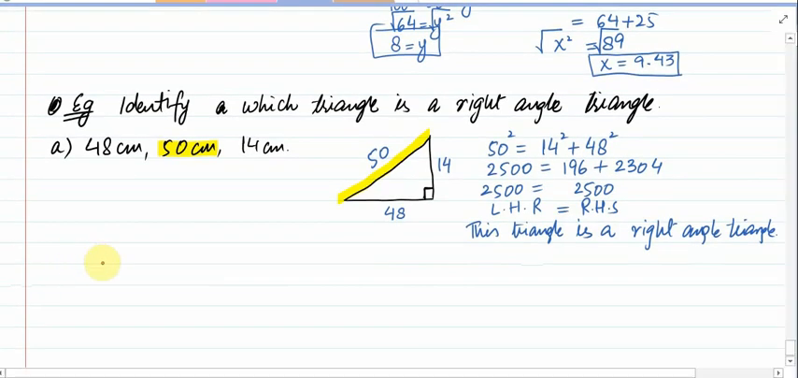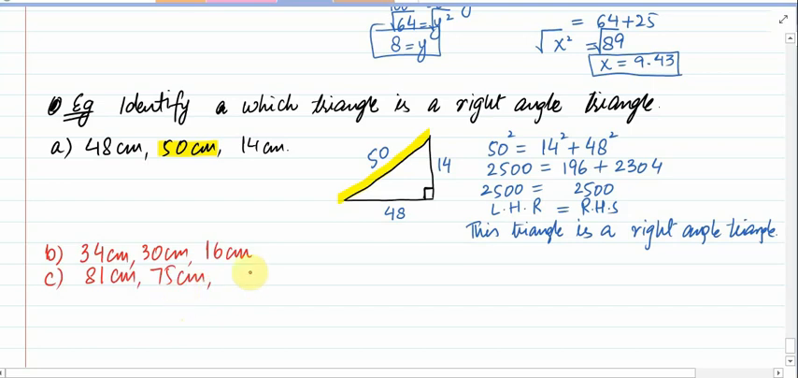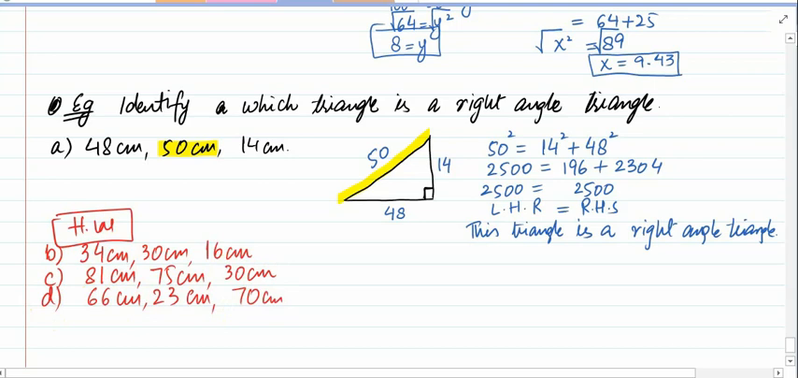In red pen I am going to write your homework. Part B, 34, 30, 16 centimeter. Part C, 81 centimeter, 75 centimeter and 30 centimeter. Part D, 66 centimeter, 23 centimeter and 70 centimeter. So these three questions are your homework with the same technique as I have explained you in part A.